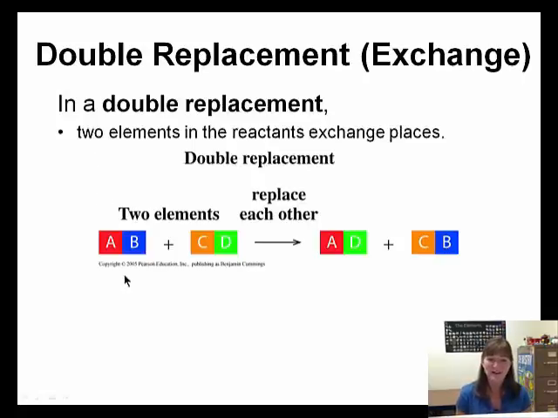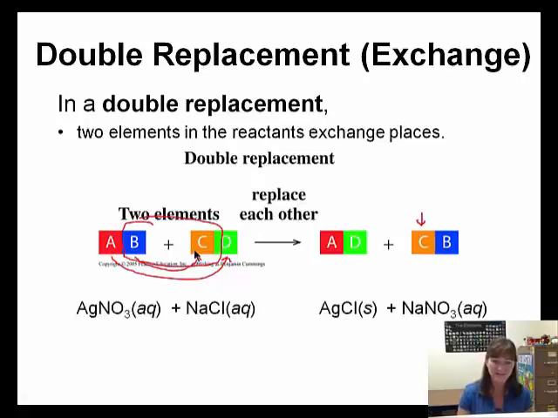So it's always going to turn out that the first one in this compound is going to bond to the second one over here, and the second one in the first compound is going to bond to the first one. But the problem is the second one is a little bit tricky. When you put the B together with the C, you better make sure that you write the C first, because it is the metal, followed by the nonmetal. So here's an example of that. The silver ends up bonding to the chlorine, and we get silver chloride. And the nitrate goes to the sodium, but they wrote it with the sodium first, so you have sodium nitrate.